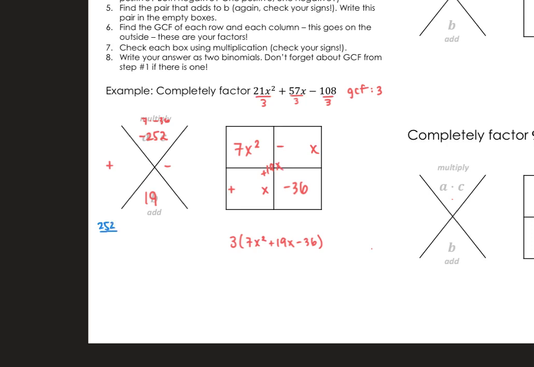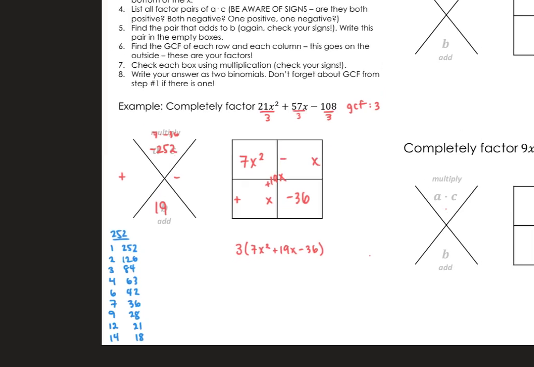This is a large number, but if you're using your calculator, this should be fairly straightforward. So it's going to be 1 and 252, 2 and 126, 3 and 84, 4 and 63. 5 doesn't go in, but 6 goes in 42 times. There's 7 and 36. 8 doesn't go in, but 9 does, 9 and 28, 12 and 21, and 14 and 18. Even though that's a lot of factor pairs, you still should be able to list them out fairly quickly.